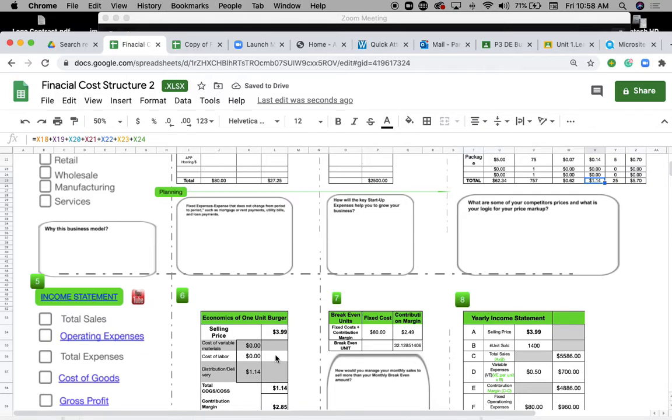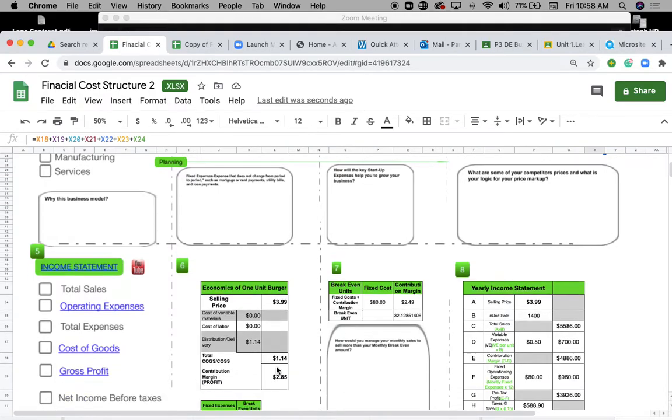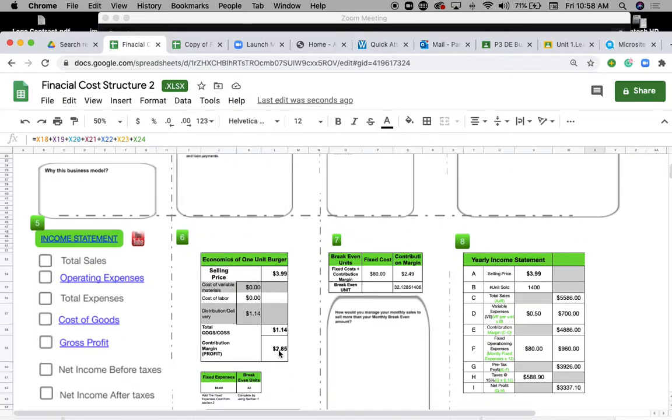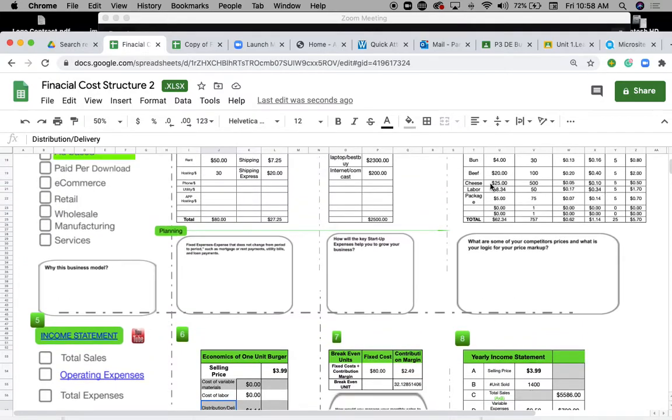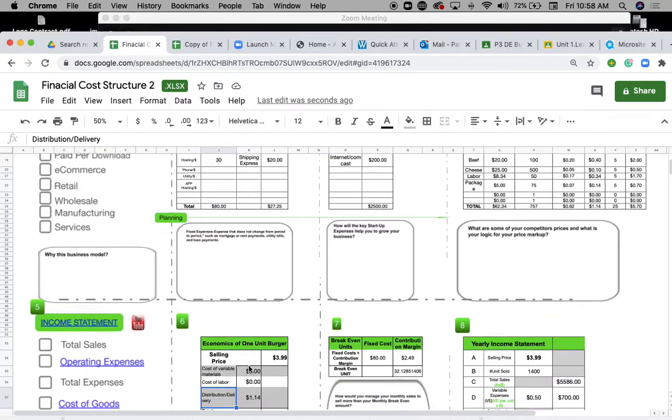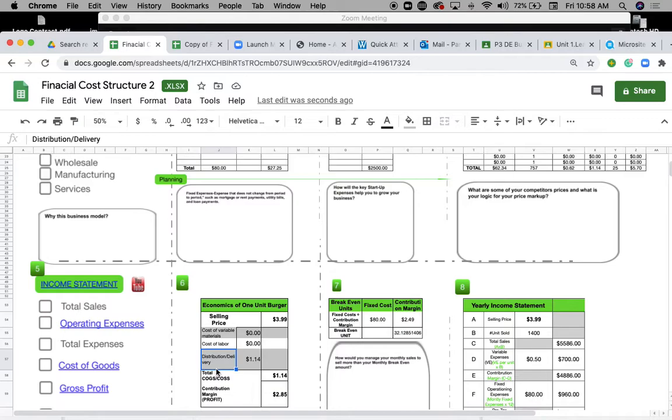So now, if I sell it at $3.99, this is my contribution margin of $2.85. So I make a profit of $2.85 once I subtract the COGS. And you can always modify this based on what you had up here, so this information can change, which goes here. All right. Now you got that information.